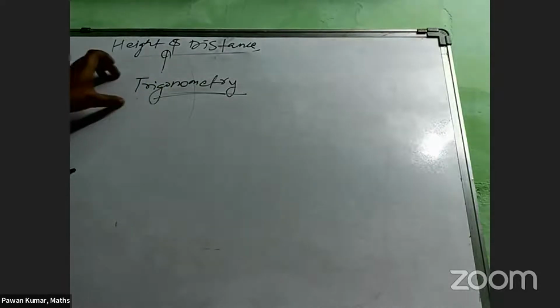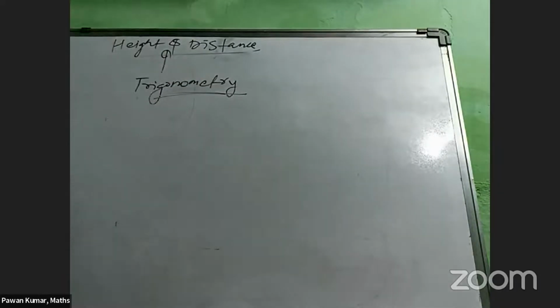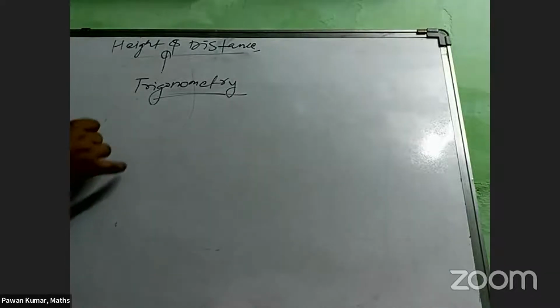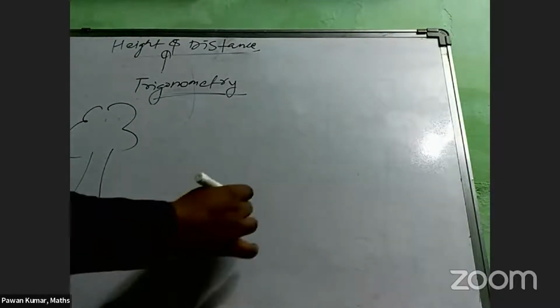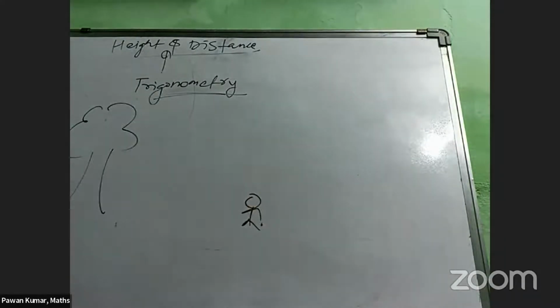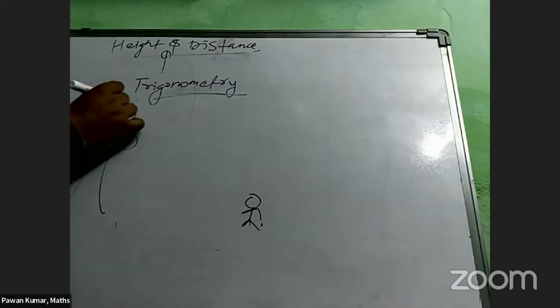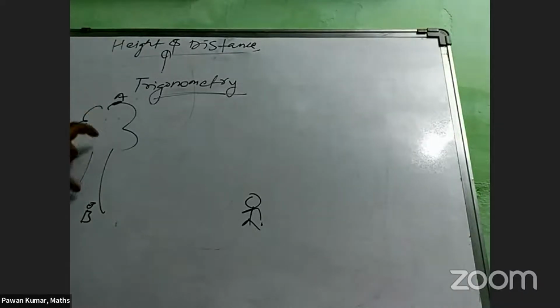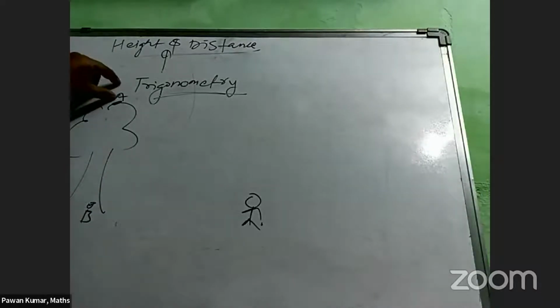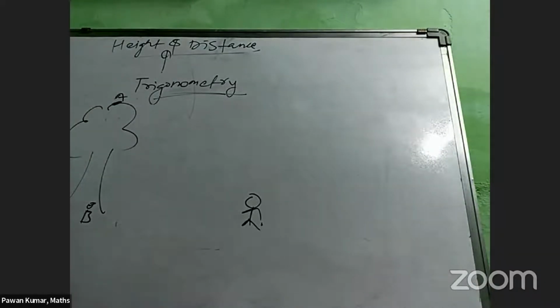Okay, so in height and distance, basically suppose there is one tree and I'm standing here, and I want to know the height of this tree. Suppose I don't want to climb up to measure the height from the top point A to the bottom point B. Suppose this is a very tall tree. So how can I get this?